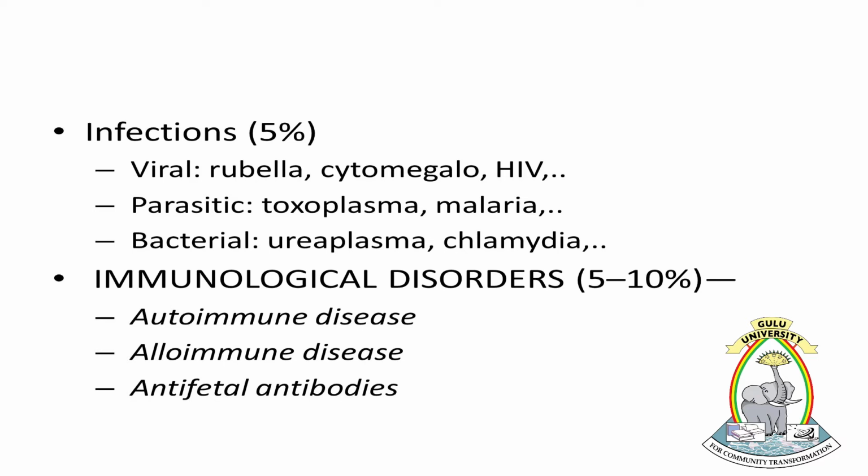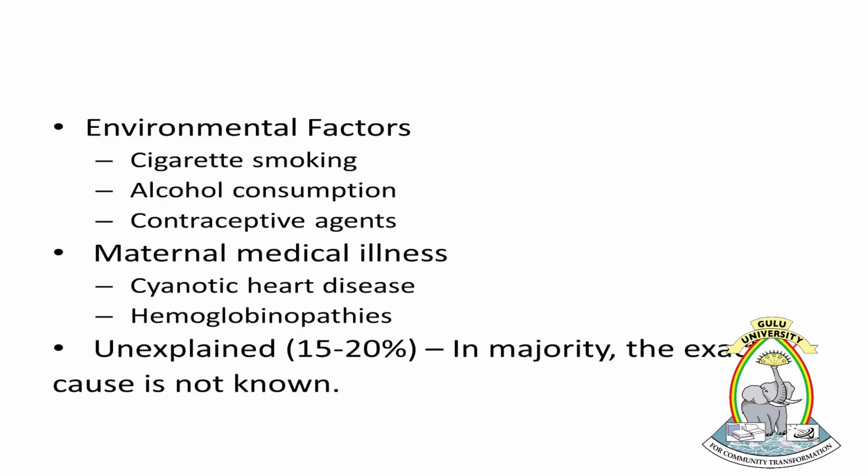Immunological disorders account for up to 15%, more than infection. We have the autoimmune diseases, especially rhesus isoimmunization, if it is there. If you develop rhesus isoimmunization, you're more likely to have that. And then other autoimmune conditions can also predispose to that.